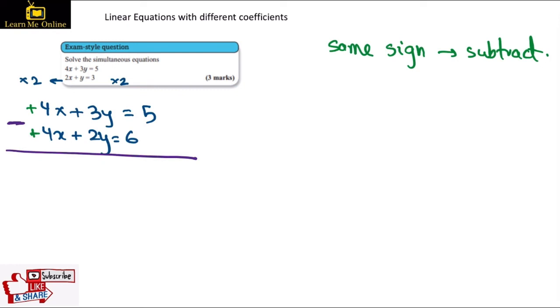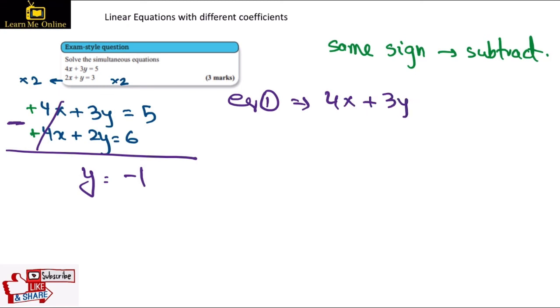So 4x minus 4x will go. 3y minus 2y would be just y, where 5 take away 6 would be a minus 1. We got the y value from here, which is minus 1. Now to sub in, you have a choice, because if you look, both the equations have got the x value positive. You take any of them and you would have the same answer. So I'm choosing equation number 1. So equation number 1 is 4x plus 3y equals 5.